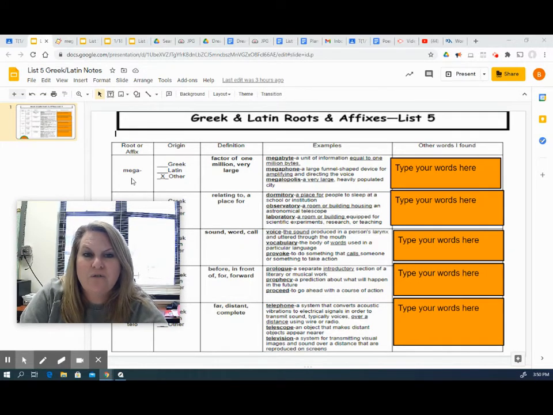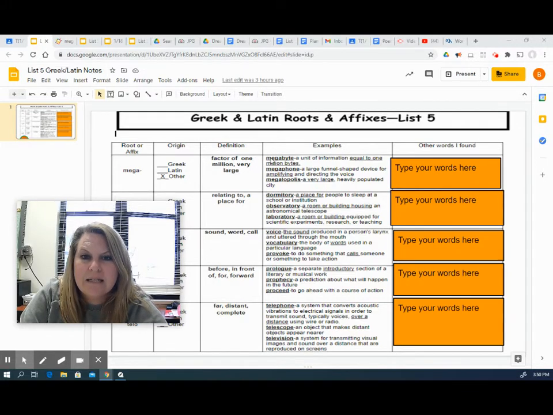And so if this is your first time doing this, the way this works is this is a common root or affix that is a building block of our language. And to know if a word contains this root or affix, we have to look for these letters. So we would look for words that have M-E-G-A together. Okay, and you can see that the dash comes after it. And so this is a prefix, which means it goes at the beginning of a word. Okay, it's not Greek or Latin. And the definition of this root or affix actually is factor of 1 million or very large.